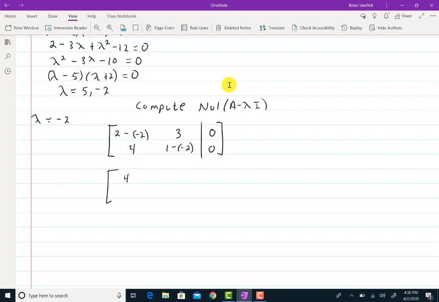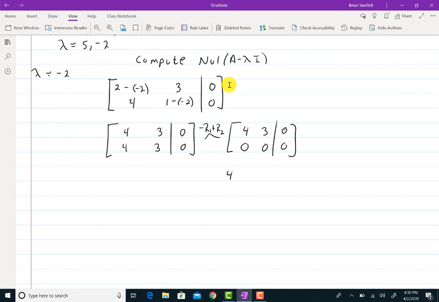2 minus -2 is 4, then I get a 3, 4, 3. Obviously, I can wipe out the second row by taking the negative of the first row and adding it to the second one. So I don't really think I need to do much here. Let me just write this so you can see. I can wipe out the second row easily. Negative R1 plus R2 will make that happen. And what I'll get then is 4x plus 3y equals 0. So I can make either one of these the free variable if I want. I will solve it for x. x will equal -3/4 y.